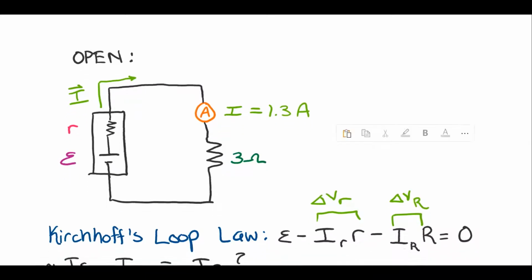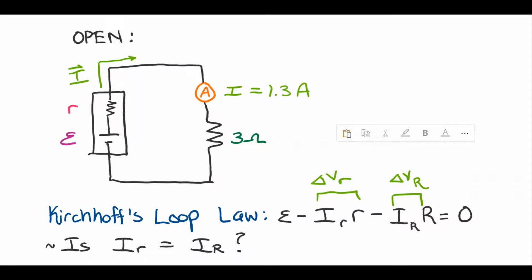As we look at this equation, we should think about, is little r's current the same as the current flowing through big R? Yes, because little r and the 3 ohm resistor are both in series with each other. Since they're in series, they have the same current flowing through them, but their potential difference drops are different.